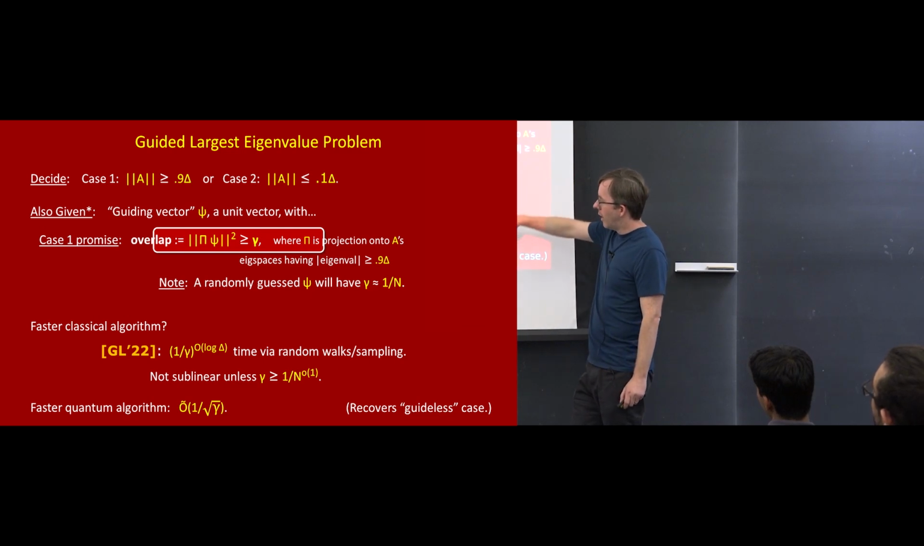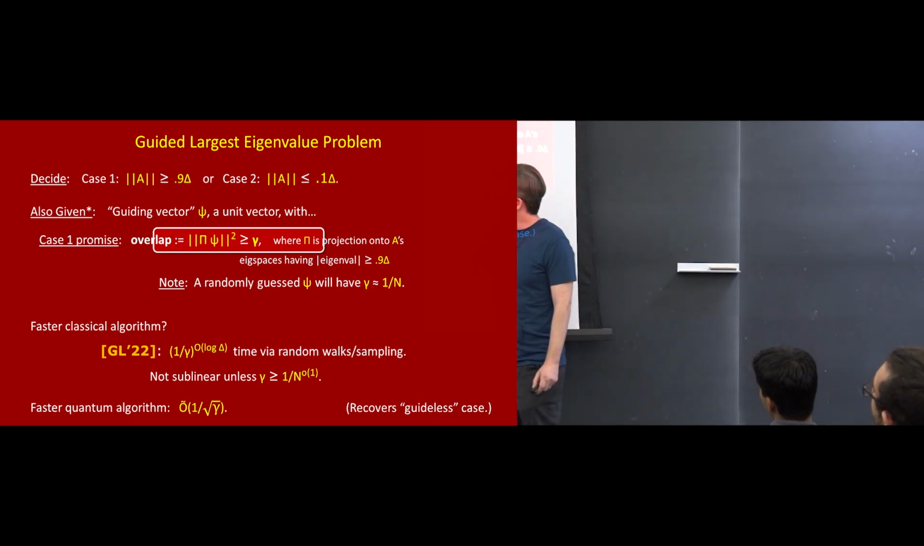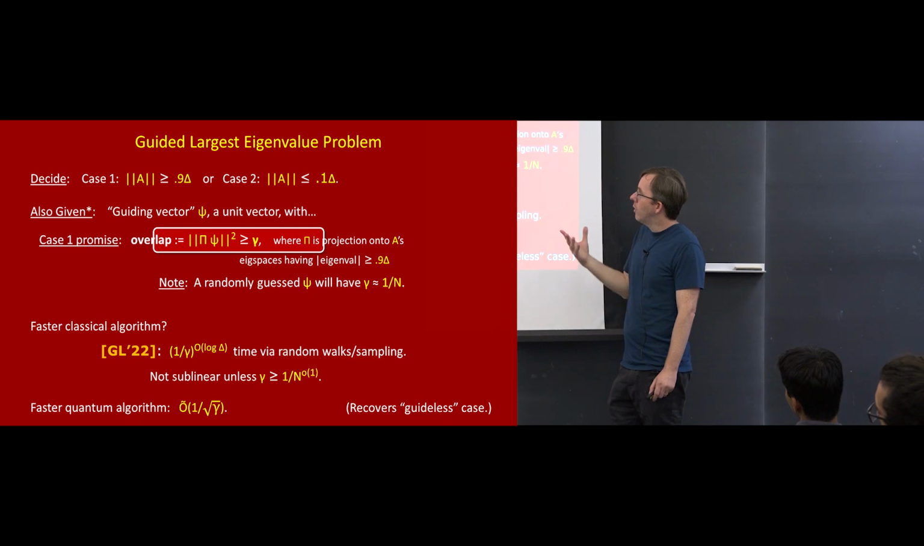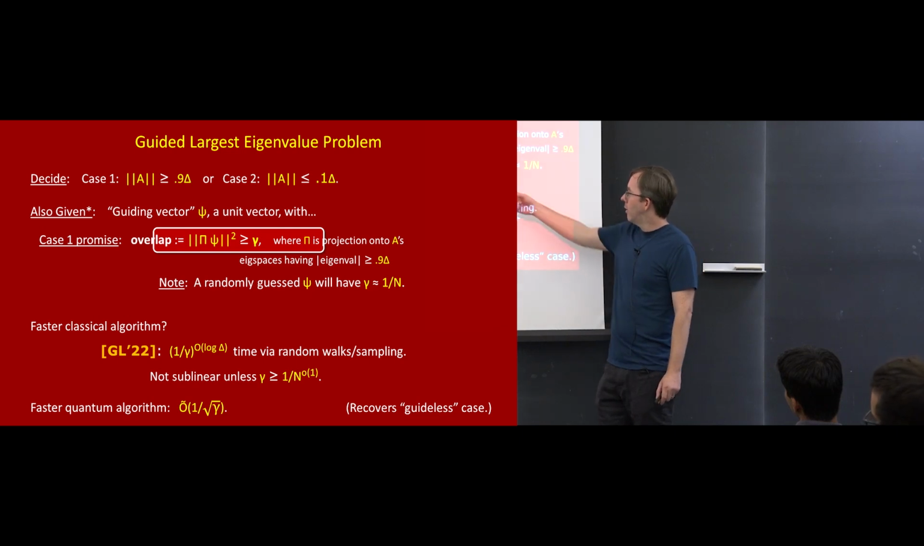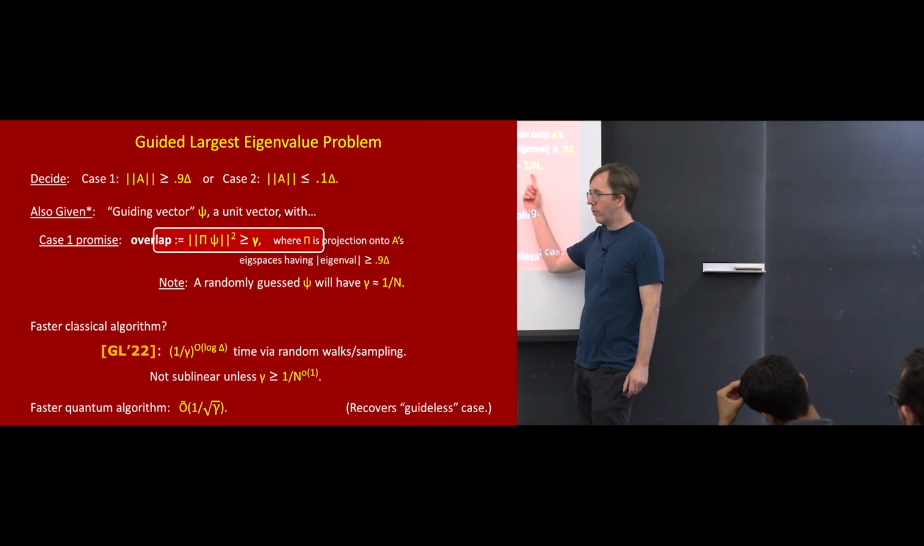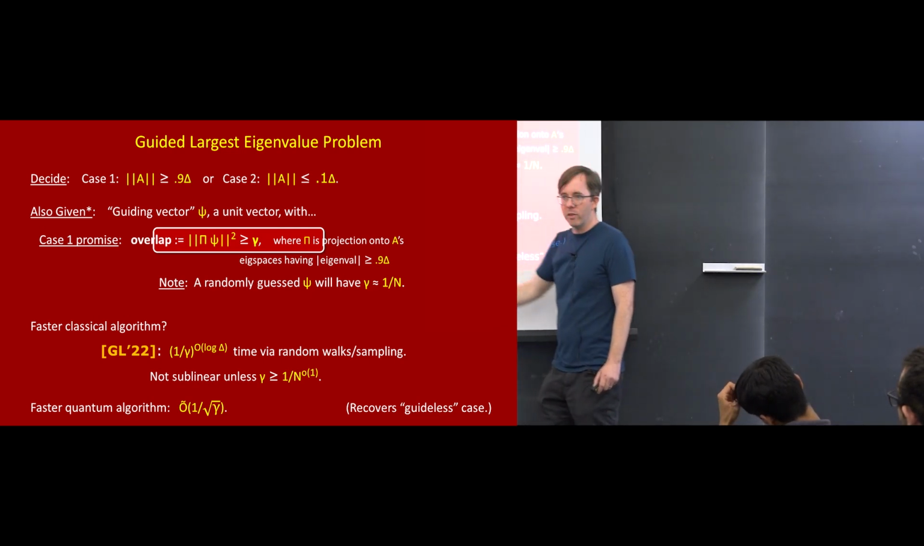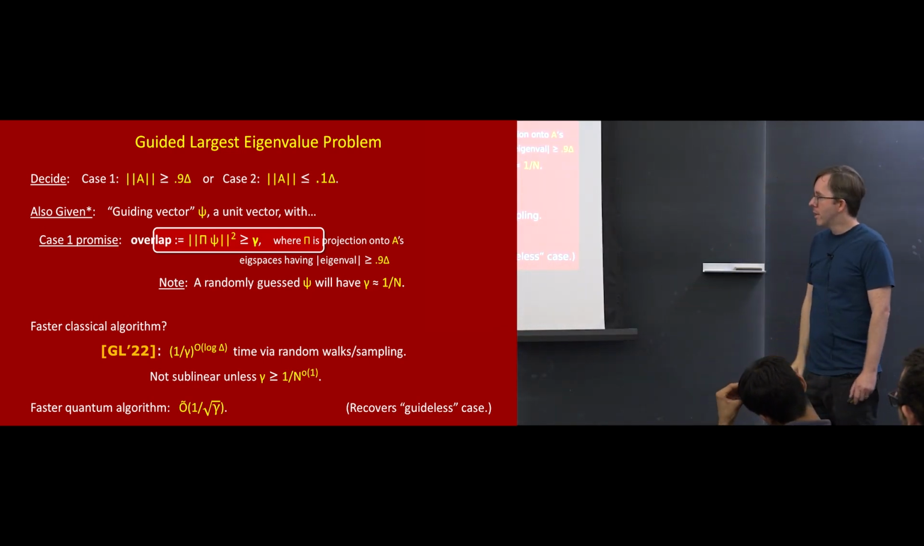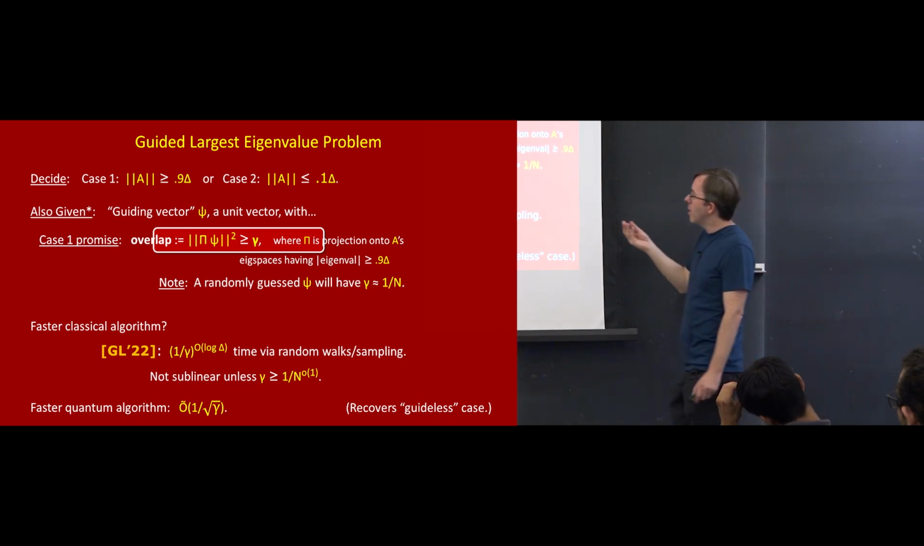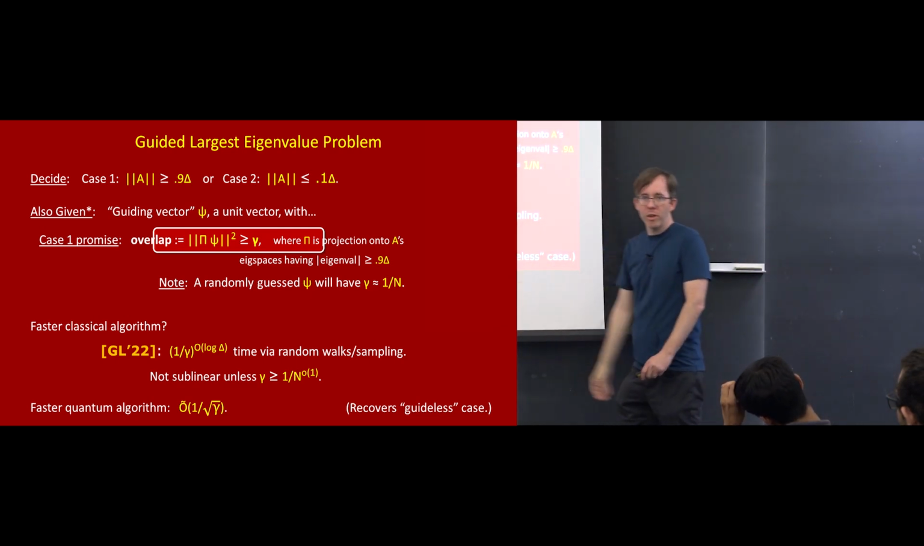And you can see, by the way, that this recovers the guideless case I told you about before. When there was no guiding vector, I said the running time was like square root of the dimension. If you have no guiding vector, you could just pick a random vector and it'll have overlap 1 over n. Then if you plug that in here, you get this square root n time. So anything better than that correspondingly helps the quantum algorithm be faster.